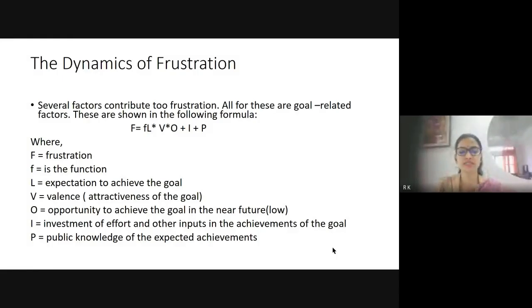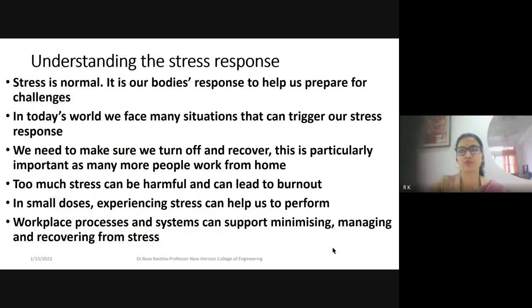So I is the investment of the effort. How much time and effort that you can put into a particular task. And P is supposed to be the public knowledge, where other people try to help you for your achievements. So all these put together lead to it. If they're not going to help you, then you're completely out. So that's the frustration. You should understand this formula and ensure that this does not happen. Okay. So this is the way of understanding the stress response.